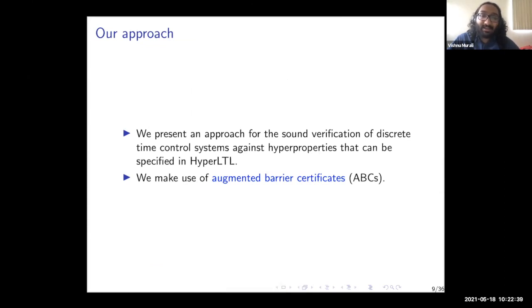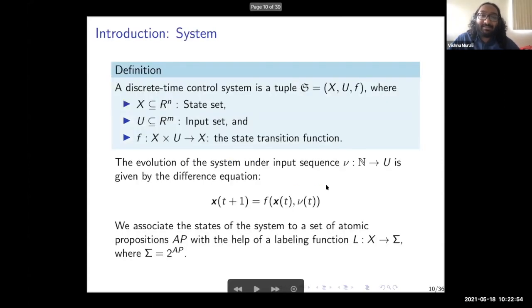I do emphasize that our approach is sound, but not necessarily complete. And to do so, we make use of the notion of the so-called augmented barrier certificates, which we shall go into more detail as we proceed. First, let's dive into the details by defining the system.